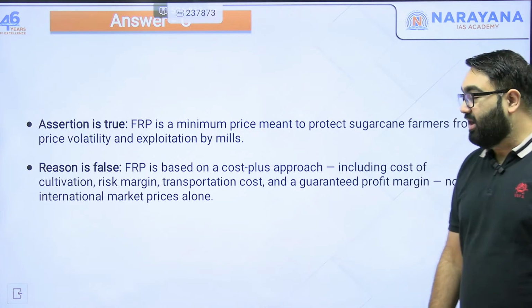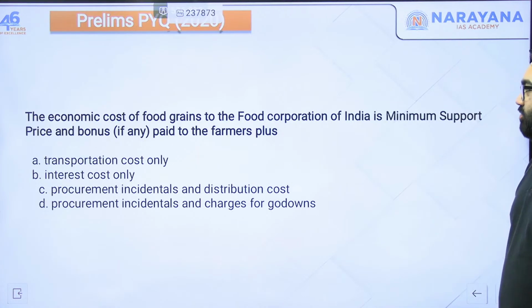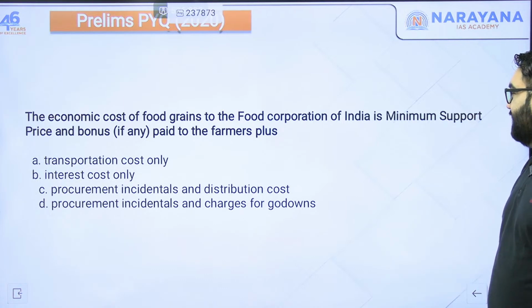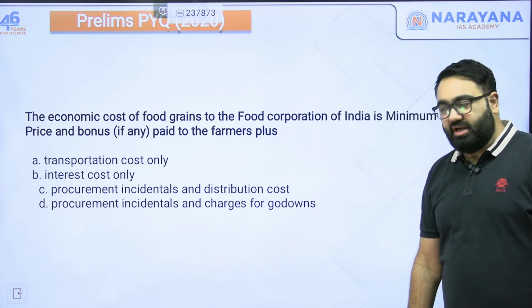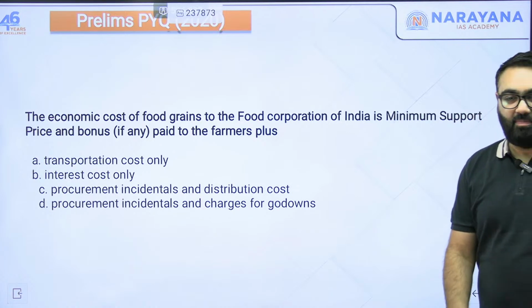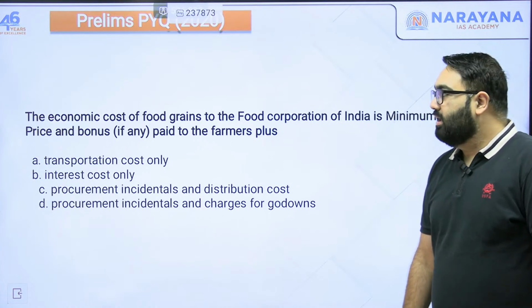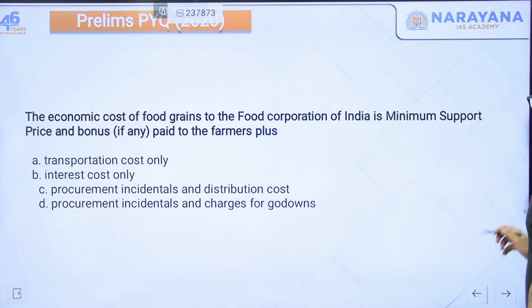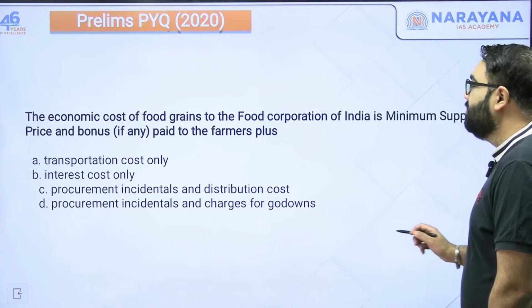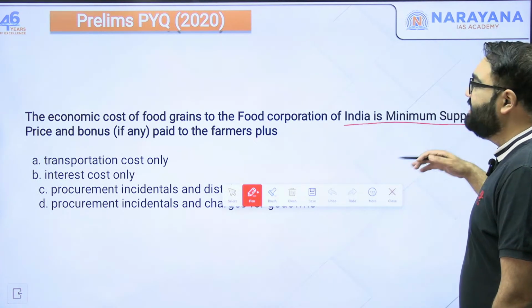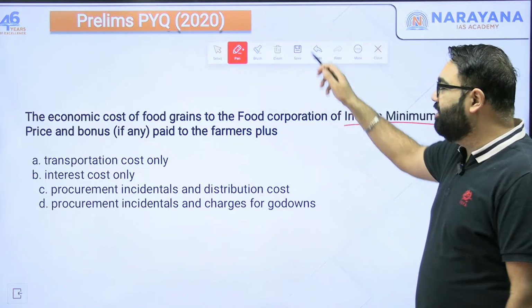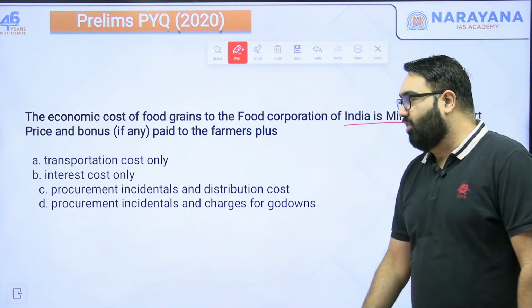Moving on, let's see if you can answer a related previous year question from this. It's a related question, not the exact one. Read this carefully, lock in your answer, and then maybe you can play it again. The question is, the economic cost of food grains to the Food Corporation of India is minimum support price and bonus paid to the farmer plus what?